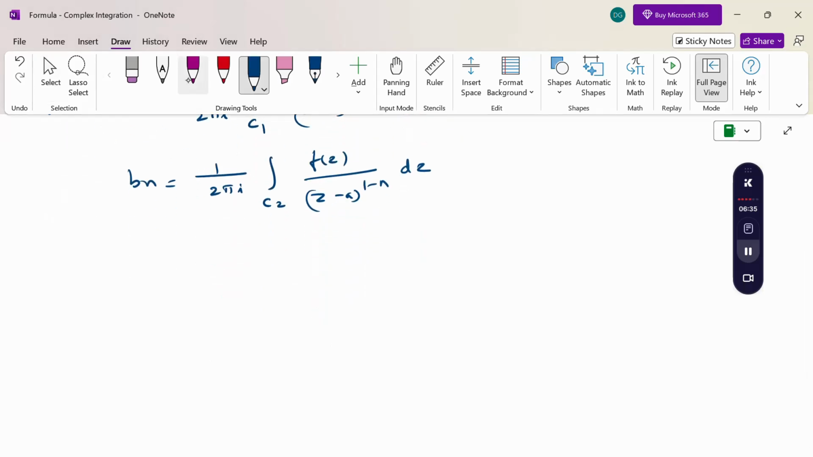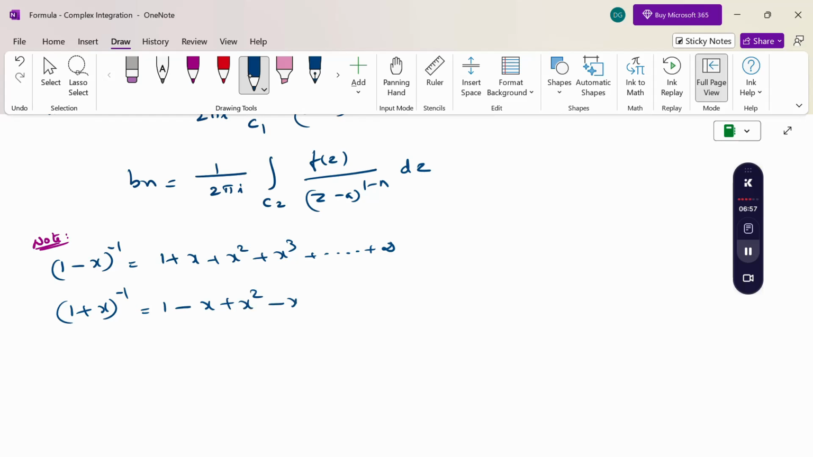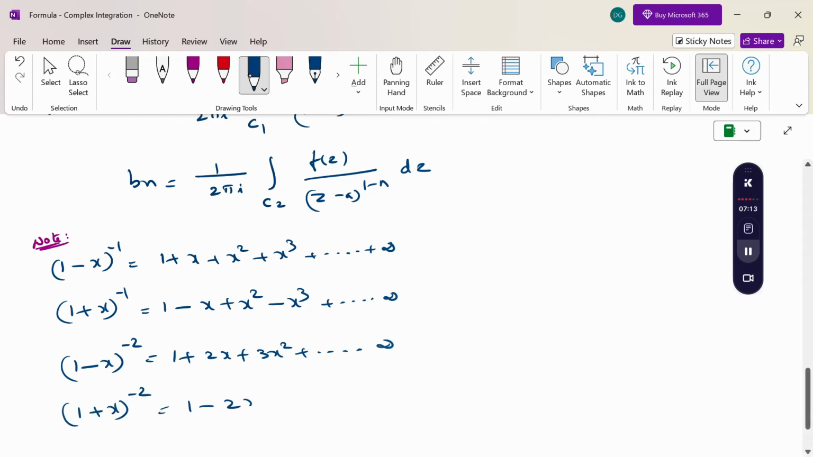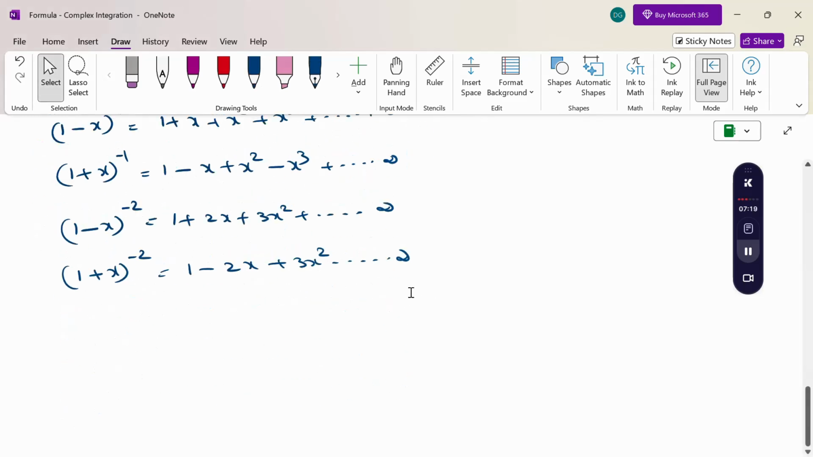Now for this part we are going to use some basic formulas. The formulas are: 1 minus x whole power minus 1 equals 1 plus x plus x square plus x cube plus up to infinity; 1 plus x whole power minus 1 equals 1 minus x plus x square minus x cube plus up to infinity; 1 minus x whole power minus 2 equals 1 plus 2x plus 3x square plus up to infinity; 1 plus x whole power minus 2 equals 1 minus 2x plus 3x square minus up to infinity. These are the basic binomial expansion formulas.